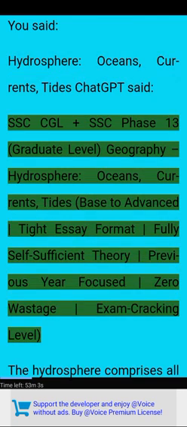SSC CGL plus SSC Phase 13, graduate level, geography, hydrosphere, oceans, currents, tides. Basic to advanced type, essay format, fully self-sufficient theory, previous year focused, zero wastage, exam cracking level.